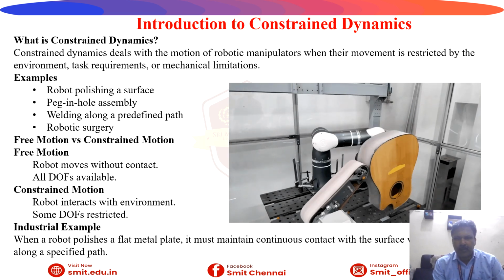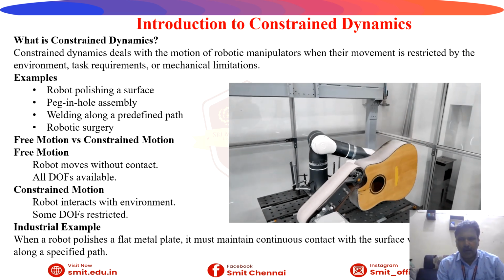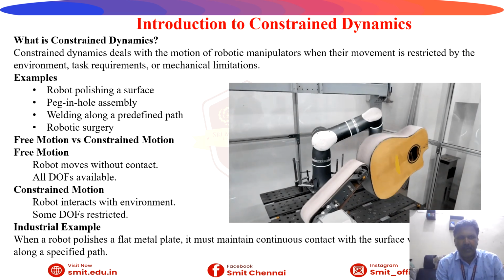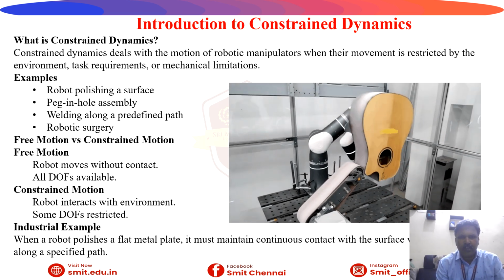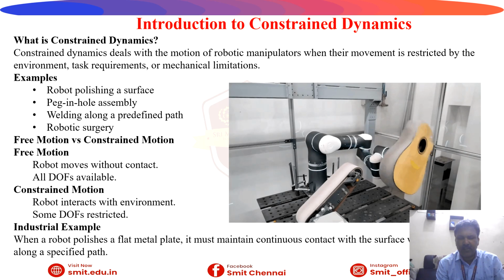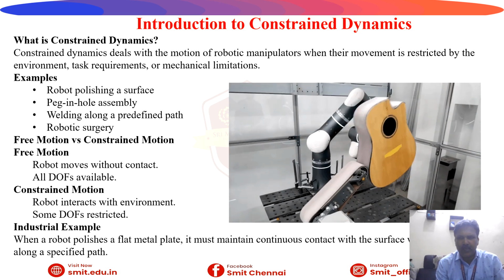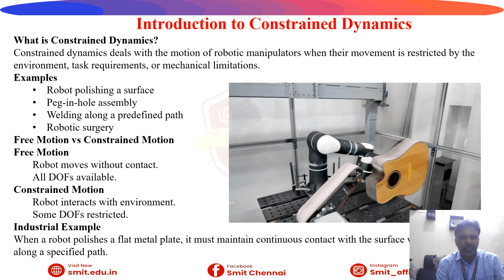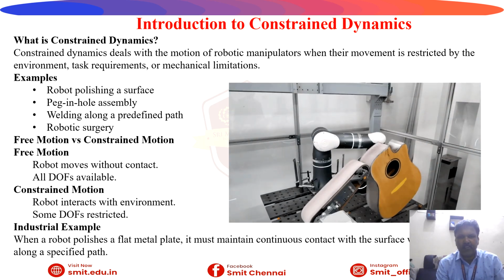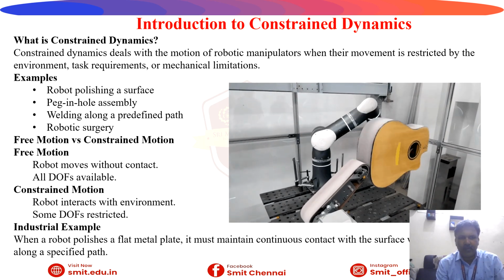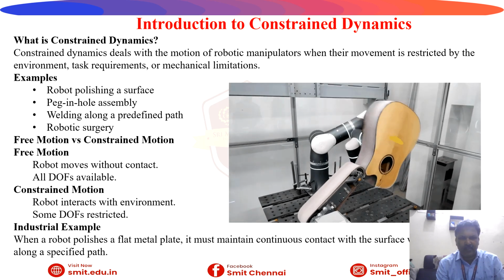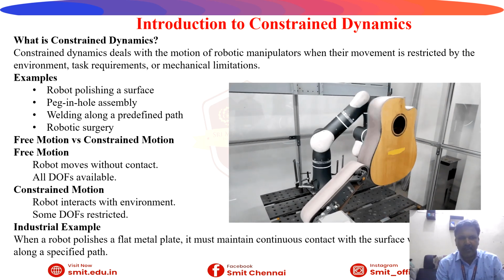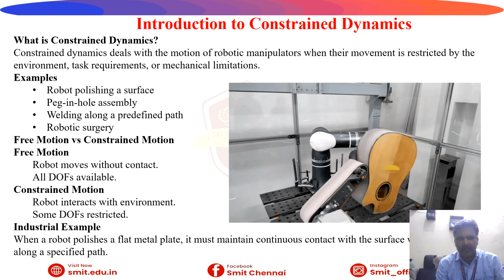Before going on to that, we must know what constraint dynamics is. Constraint dynamics deals with the motion of robotic manipulators when their movement is resisted by the environment, task requirements, or mechanical limitations. Examples: robot polishing a surface, plug-in hole assembly, welding along a predefined path, robotic surgery.